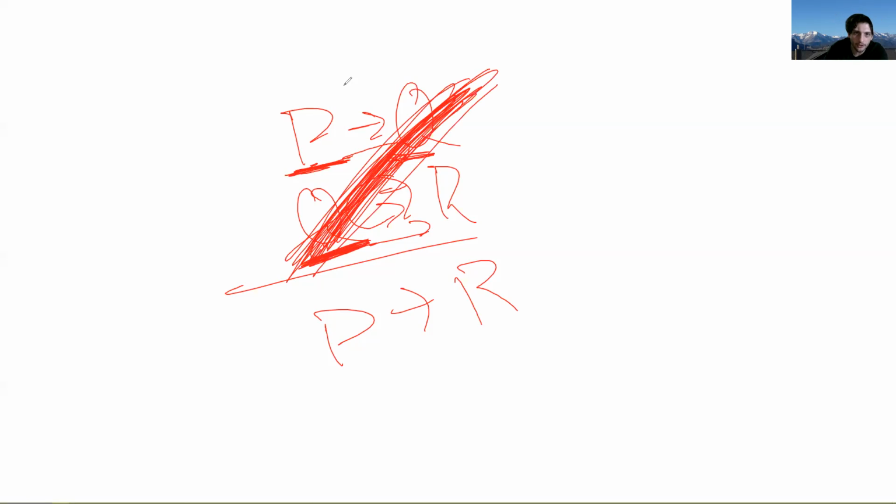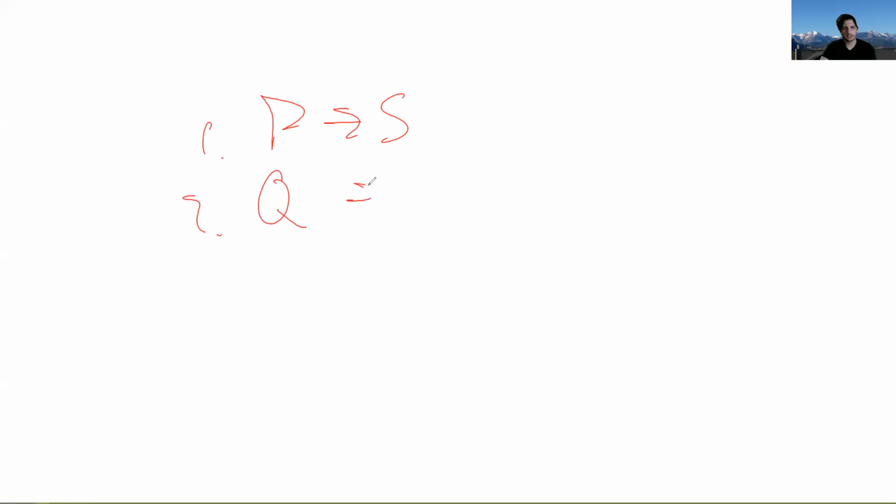Constructive dilemma, this is our one rule that's actually going to cite 3 lines. So it is an inference rule. And the idea is we're going to have one line that's a conditional, P leads to S. Then another line is going to tell us that Q leads to R. And then a third line is going to tell us that either P is true or Q is true.